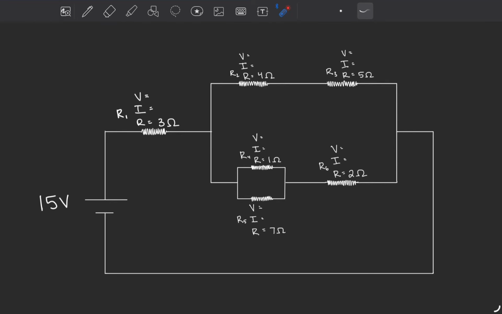Alright, so we're going to walk through this resistor problem in a way that I feel makes it a little bit easier to understand what we're trying to find. That way we can all understand it a little bit better. So here we have our circuit, which has 6 different resistors on it.